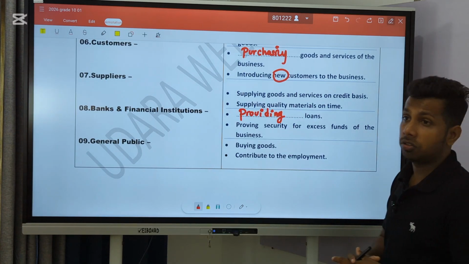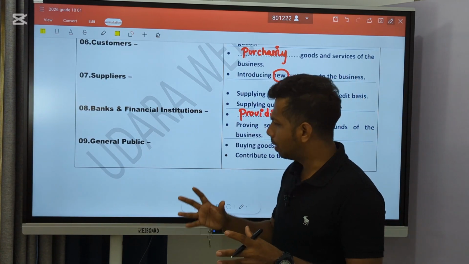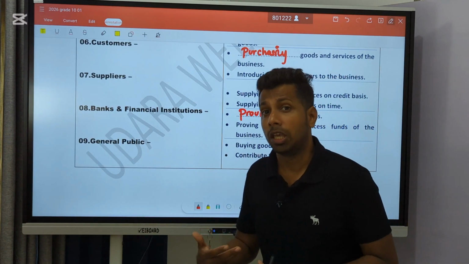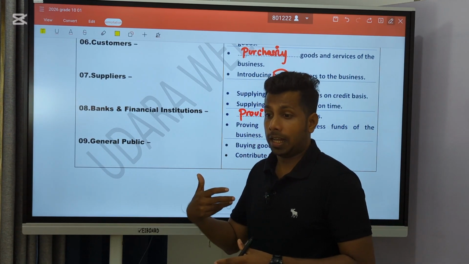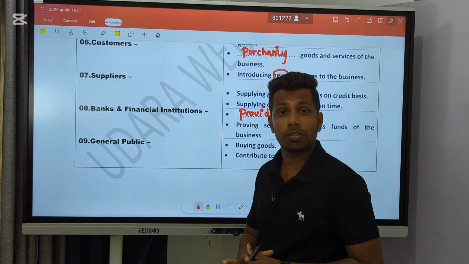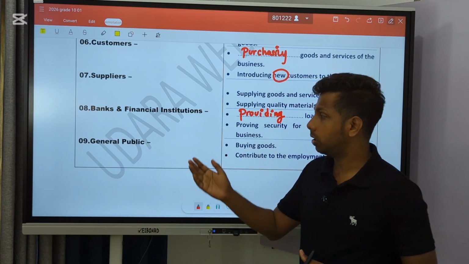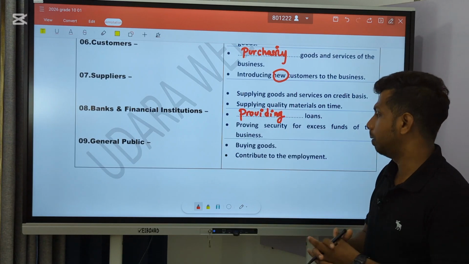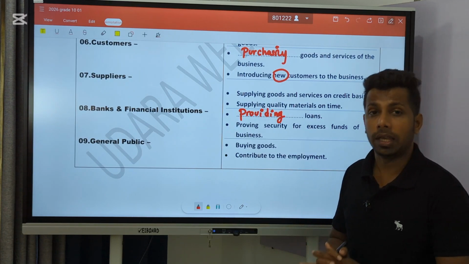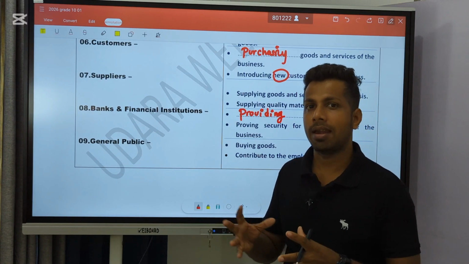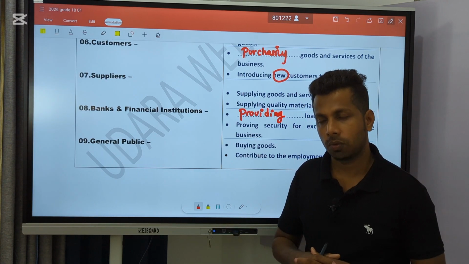And finally, general public. What are the contributions of the general public? Sometimes they act as employees, they act as customers. So they act as pressure groups. So as their contribution, here you can see a couple of contributions: buying products, contribution to the employment, providing suggestions to improve the standards, the quality of the products, so on and so forth, right?